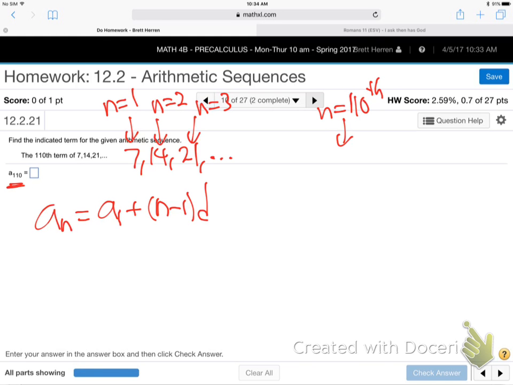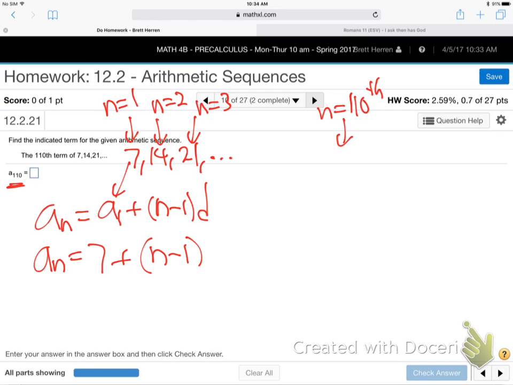So what's A1? 7, first term, 7, right? A1 is 7, good. So A1, the first term, is 7. Okay, and then n minus 1. What's the d? What's the difference, the jump?